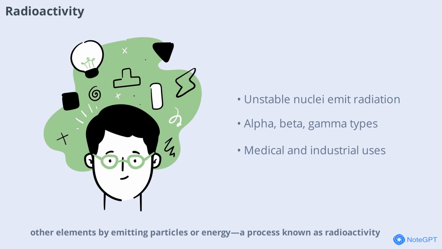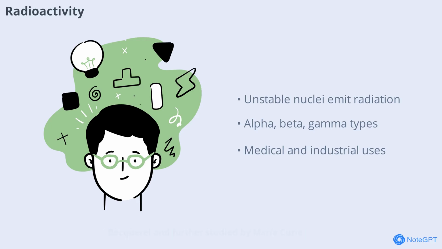Atomic nuclei can be unstable and can spontaneously change into other elements by emitting particles or energy, a process known as radioactivity. This phenomenon was first discovered by Henri Becquerel and further studied by Marie Curie. Radioactive decay can produce alpha, beta, or gamma radiation, each with different properties and effects. Radioactivity has both beneficial uses, such as in cancer treatment, and potential dangers like nuclear accidents.